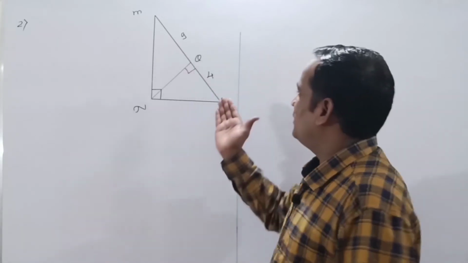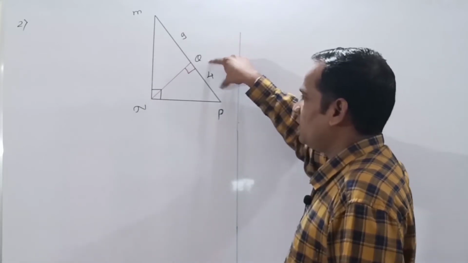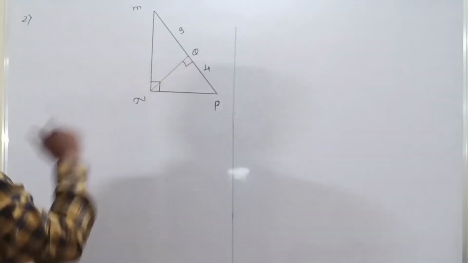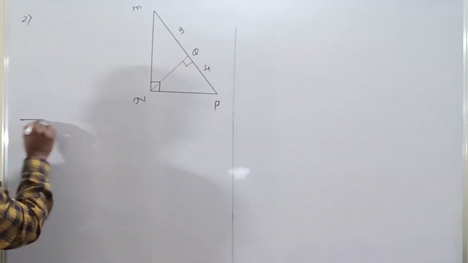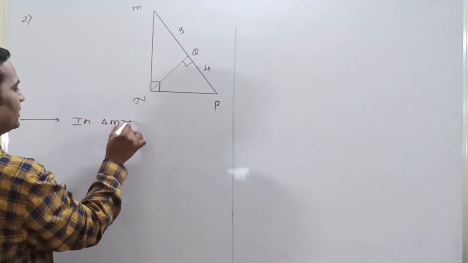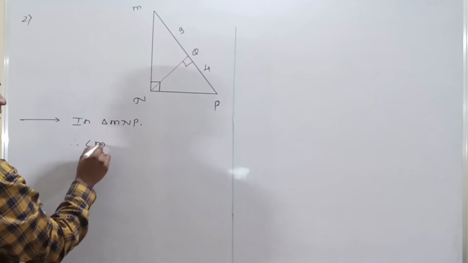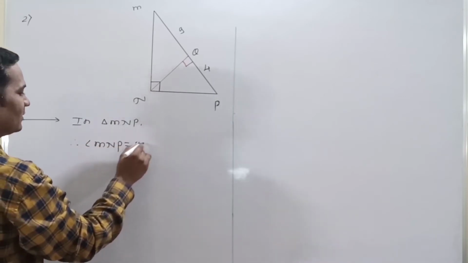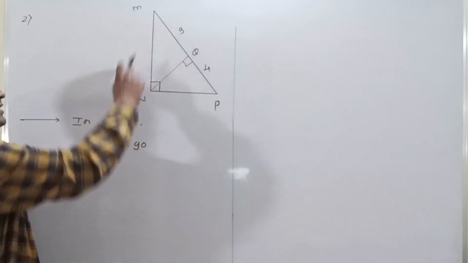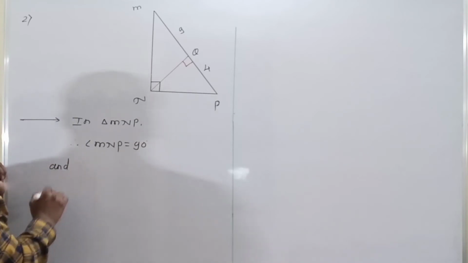So let's check out, and the question is that if this MQ is equal to 9, QP is equal to 4, then how much is the NQ? So let's find out that NQ by using geometric mean theorem. So we can write here, in a triangle MNP, angle MNP is equal to 90 degree. Look at this. Angle MNP is equal to how much? 90 degree.